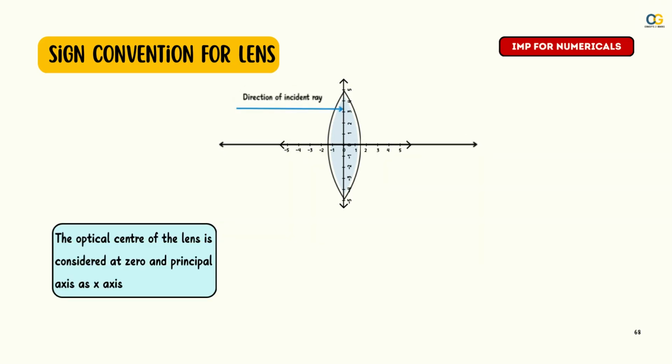The sign convention for lenses is exactly similar to that of the mirrors, where we again follow the number line rule, where the optic center of the lens is considered at 0 and the principal axis is the x-axis.